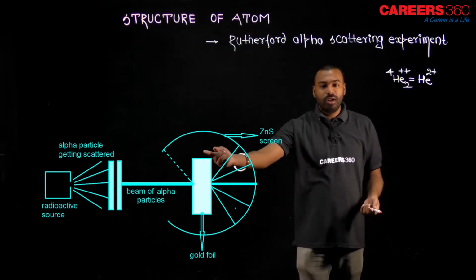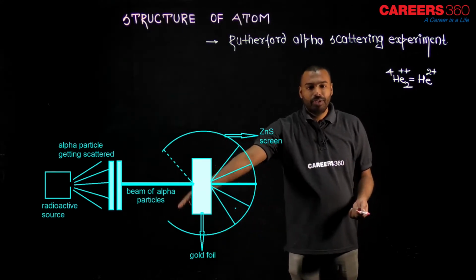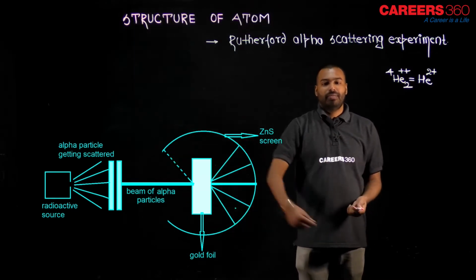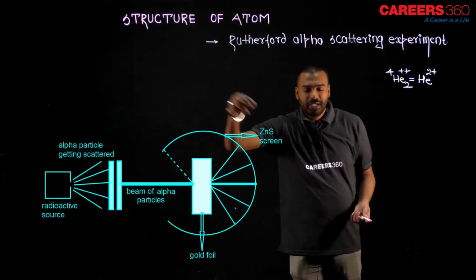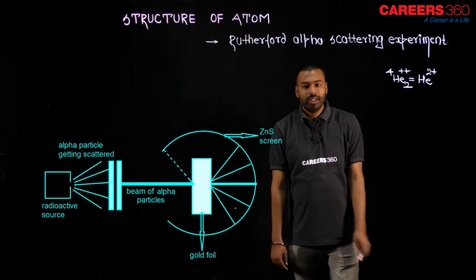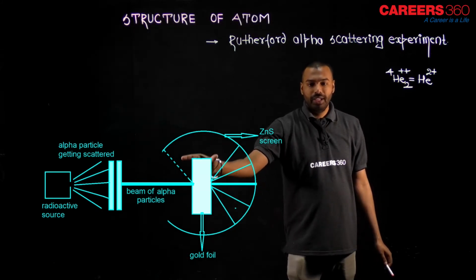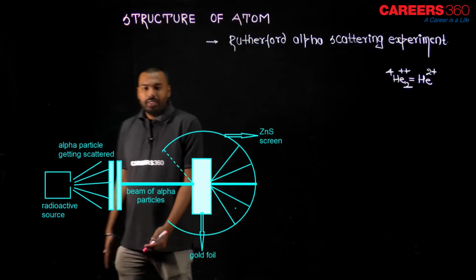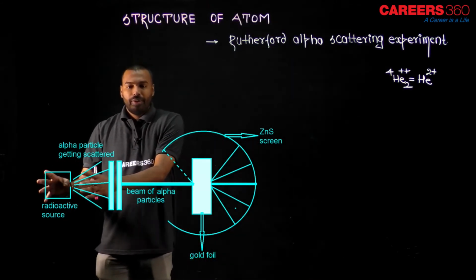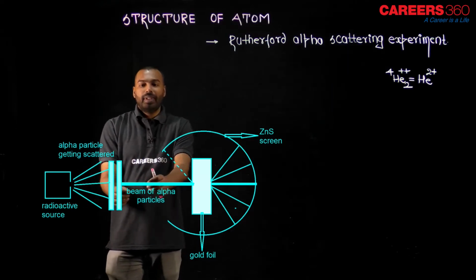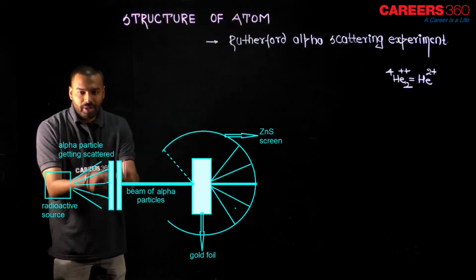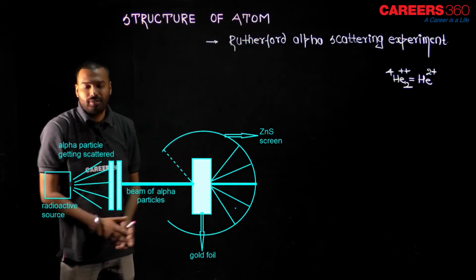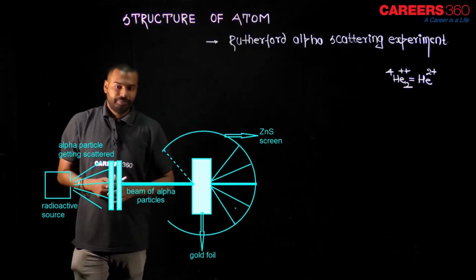See, this circular screen you are seeing is called the movable screen. This is a zinc sulfide movable screen. You can move it through 360 degrees, no issue. This is the gold foil. And this is the source, from where the alpha particle is originating. And what are these 2 rods? This is the slit system through which the ray will cross.